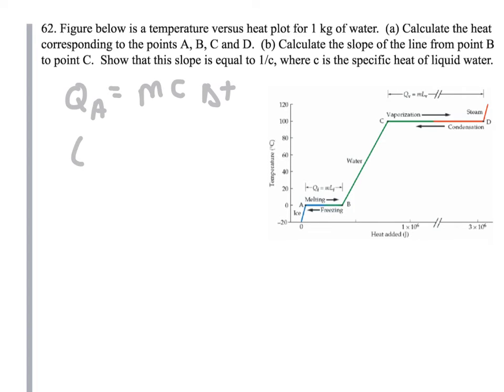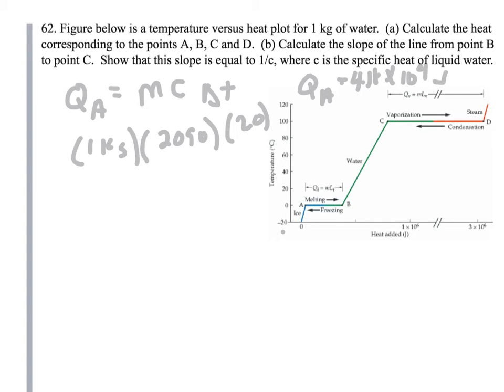So the mass is 1 kilogram of water. And then our specific heat of ice is 2090, and then our temperature change is 20 degrees. We went from negative 20 up to 0. So final is 0, and the initial is negative 20. So 0 minus a negative 20 gives us a positive 20 there. And so Q sub A is equal to 4.18 times 10 to the fourth joules.